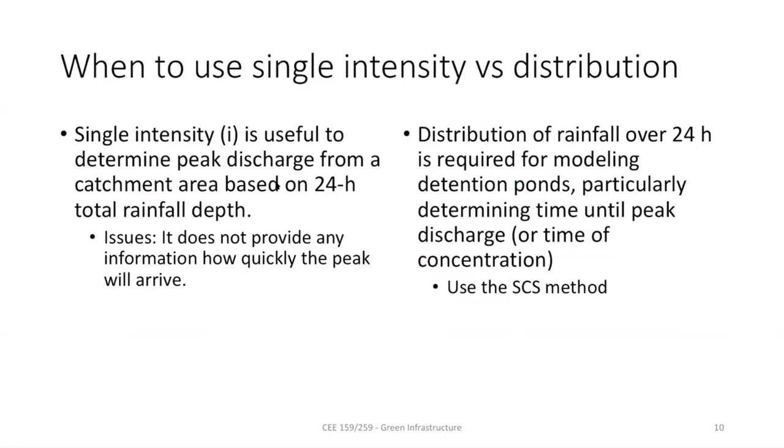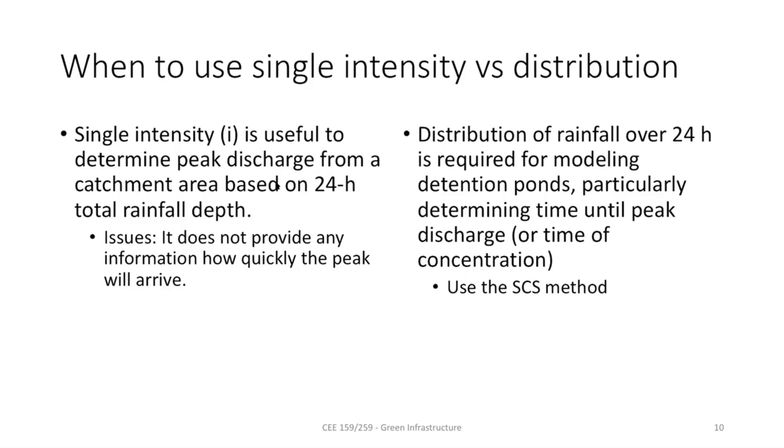Peak discharge means the maximum volume of stormwater, so that's related to flooding. Because, as you know, the primary function of green infrastructure is to reduce flooding. That means you have to think of the worst case scenario: what's the maximum rainfall intensity, and for that rainfall intensity, what could be the corresponding runoff volume. That's why single intensity is useful to determine the peak discharge. Remember that one aspect of it.